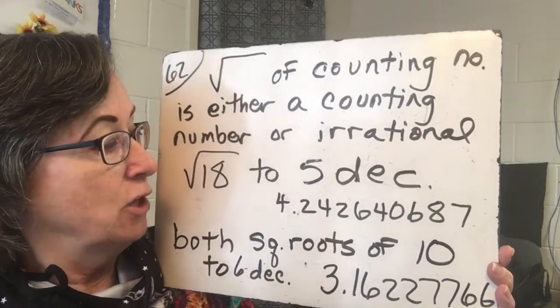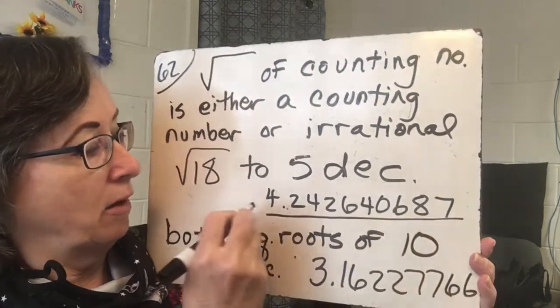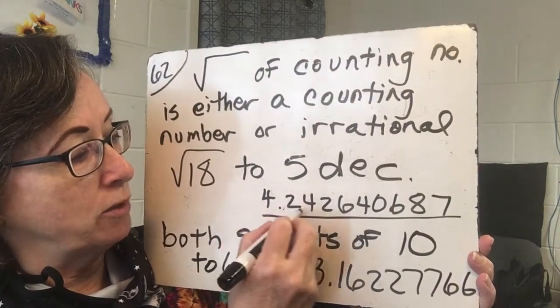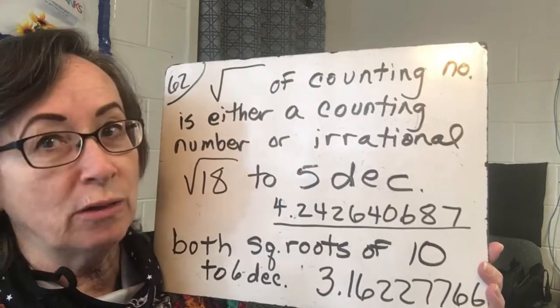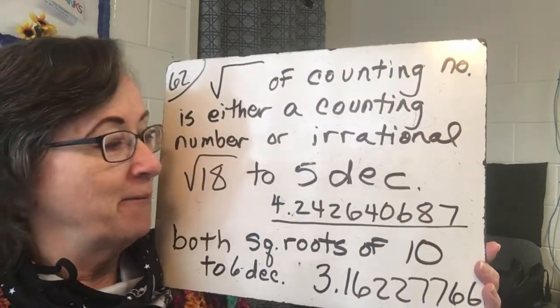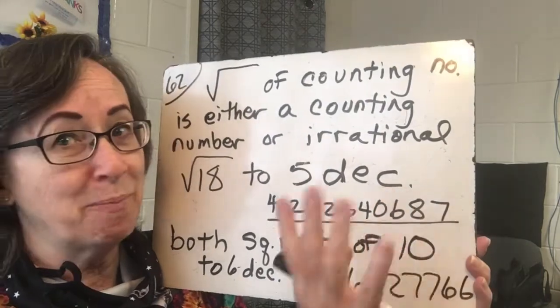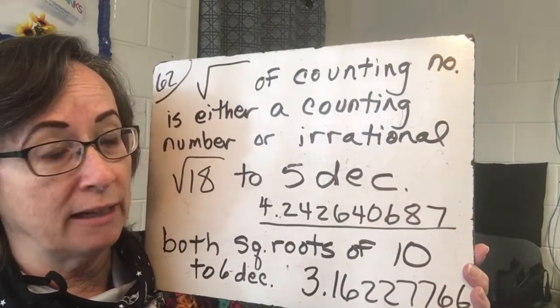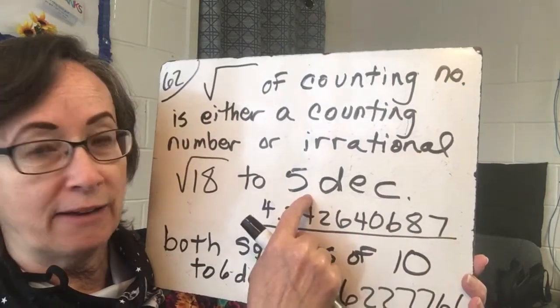Okay, so when I put this into my calculator, I get the square root of 18 is 4.242640687, but that's only the first part of it. That goes on and on forever, never stops, but my calculator can't hold all of that. So we get the approximation, and then to 5 decimal places.